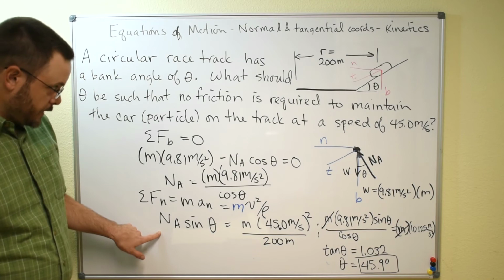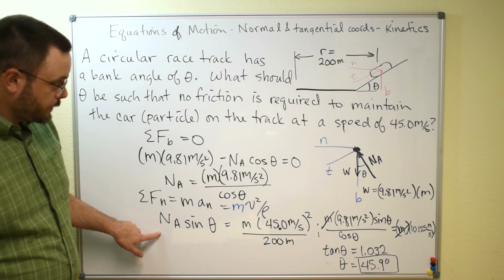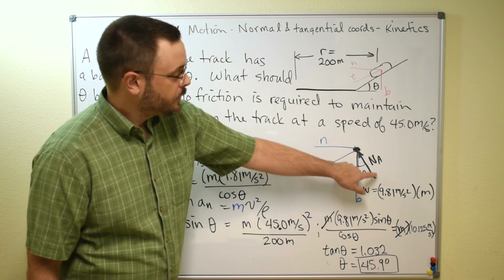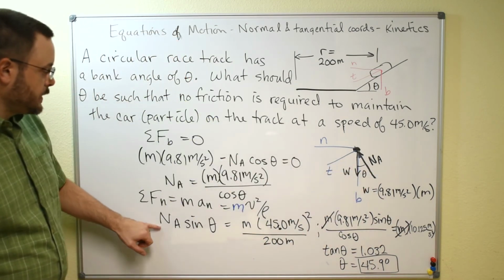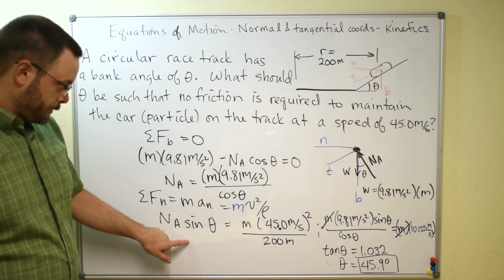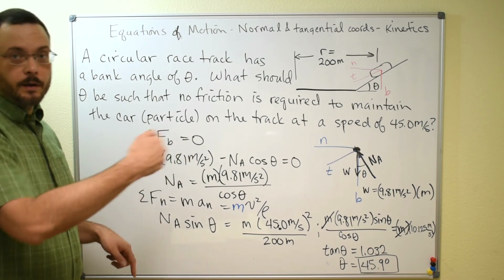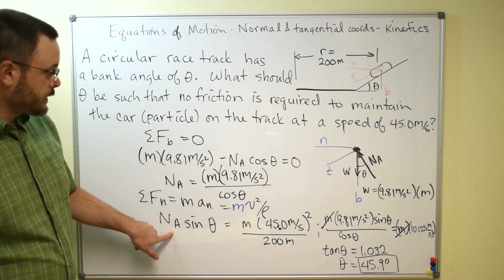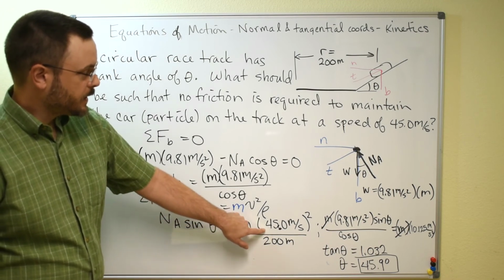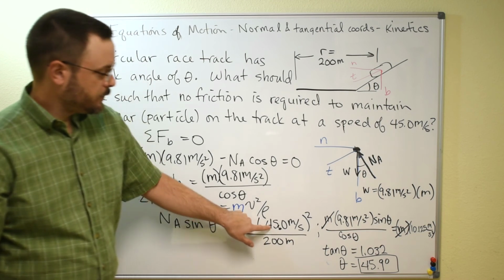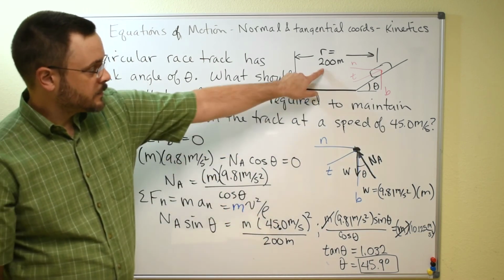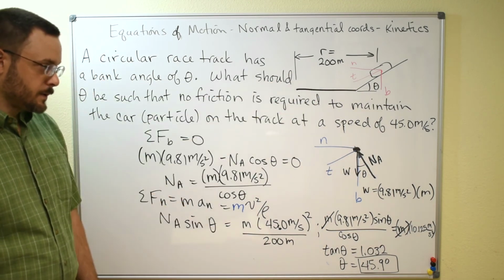So we can plug everything in here. So in our normal, the only thing that we have is just this portion of the normal force NA. So it's going to be NA sine of theta, because it's this component down here. And it's going in the positive normal direction, so it's got a positive sign here. And that's equal to the mass times the velocity, which was a given 45.0 meters per second, square that, divided by that 200 meters radius, constant radius.